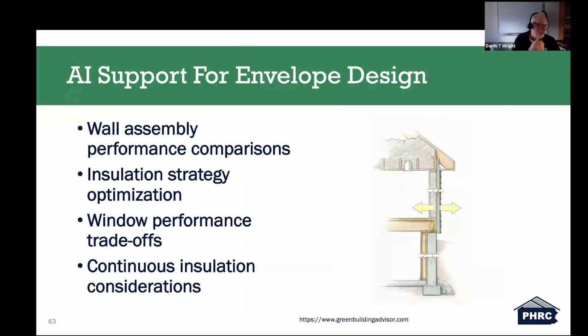AI support for envelope design. The building envelope system plays a major role in performance. AI can help evaluate wall assemblies, installation strategies, window selection, and continuous installation options. This helps teams optimize designs for both efficiency and constructability.